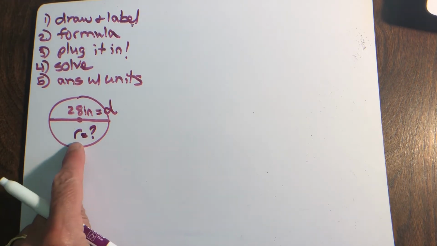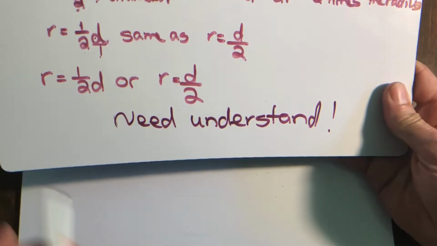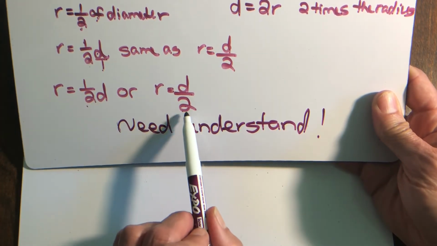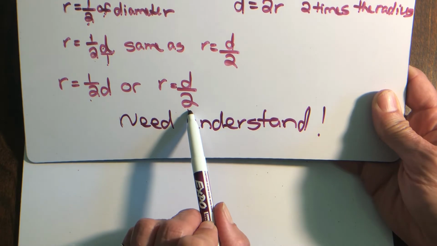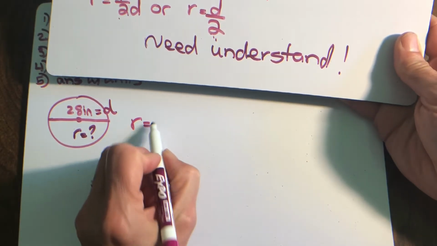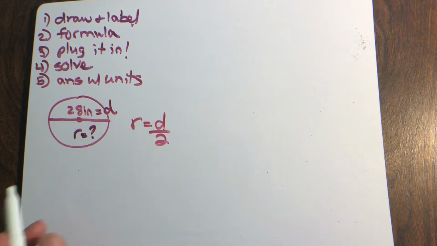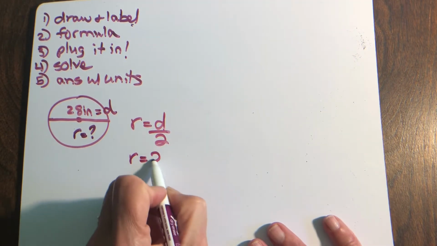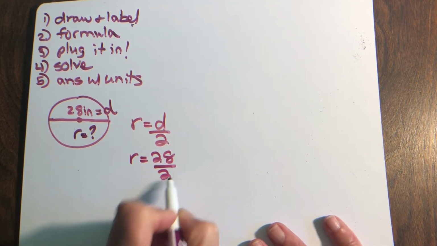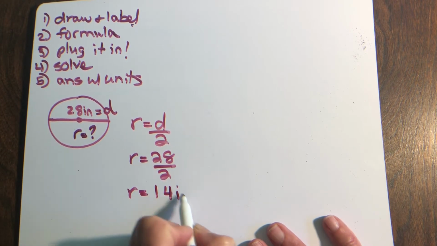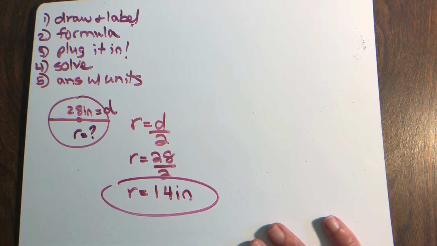So if you need to find the radius, your formula is, of course you could use either one of these. I just like this one. It's less writing for me. Radius equals diameter over 2. Diameter divided by 2. You're dividing the diameter in half. R equals 28 divided by 2. R equals 14. Is that easy or what?